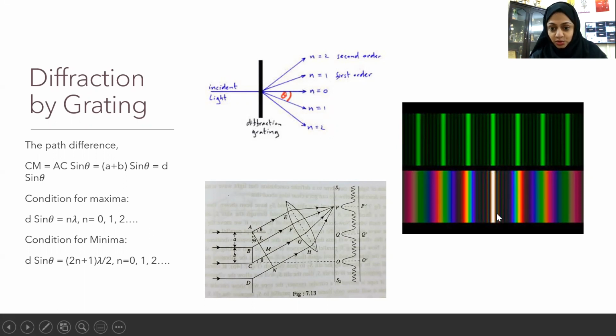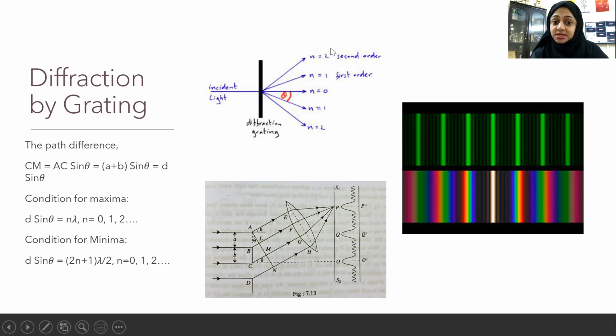This is the zeroth order. This is called the first order, where n is equal to 1 on one side and when n is equal to 1 on the other side. And here again you can see another color split.